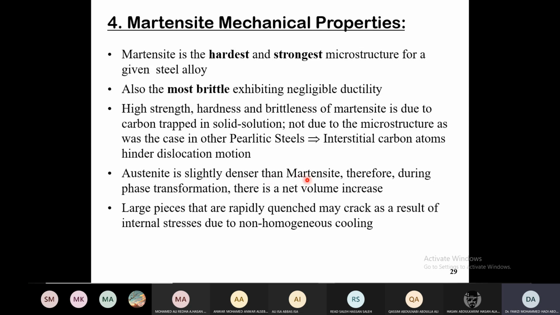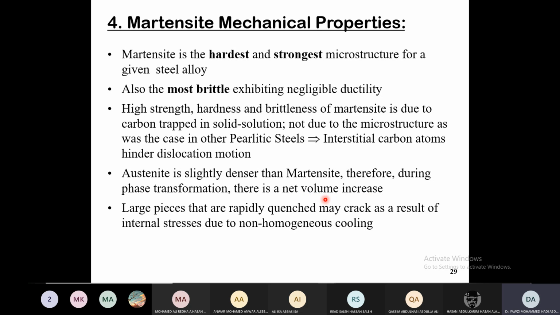Also, austenite is slightly denser than martensite. Therefore, during the phase transformation, there is a net volume increase. That volume increase, we said, happens because instead of the FCC going to the BCC crystal structure, it gets transformed into a BCT crystal structure, which is longer. It is twisted as well. So this is where the net increase in volume comes from.